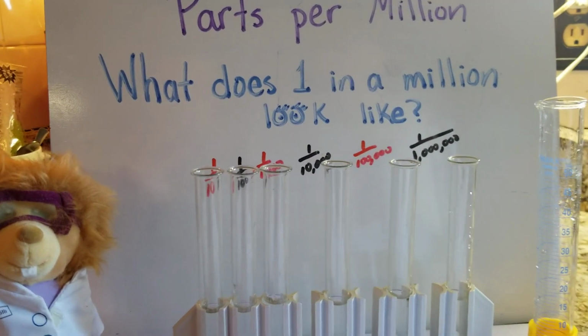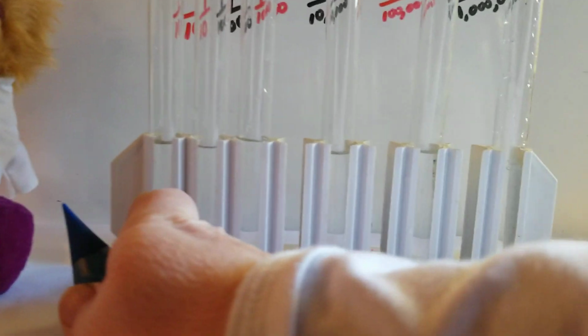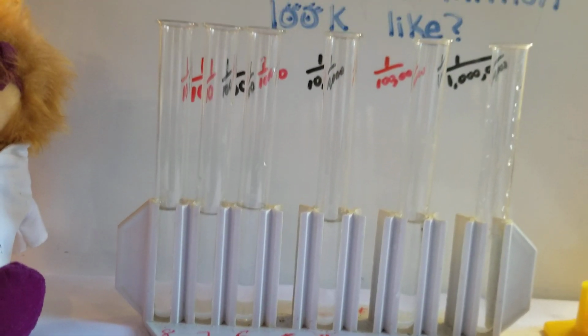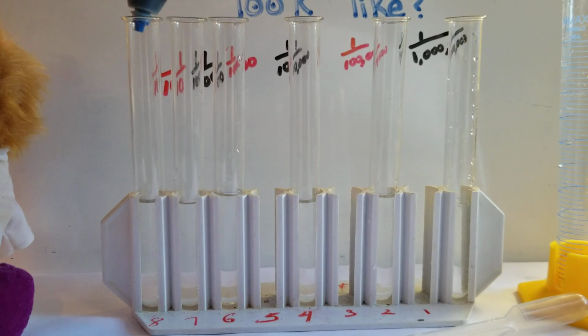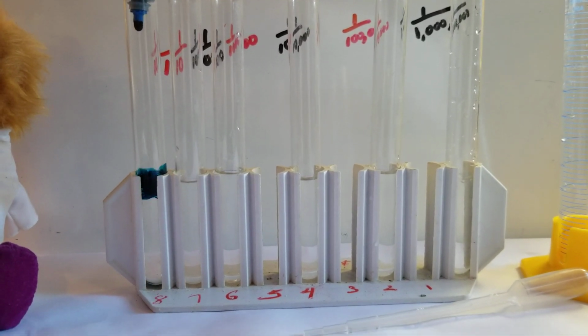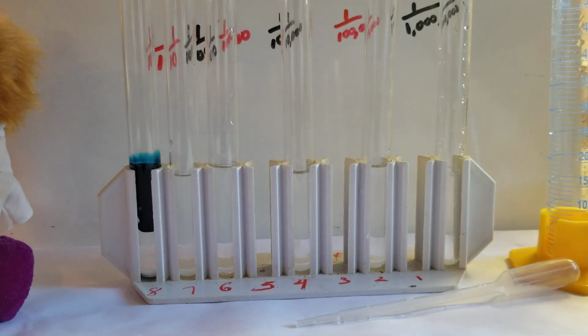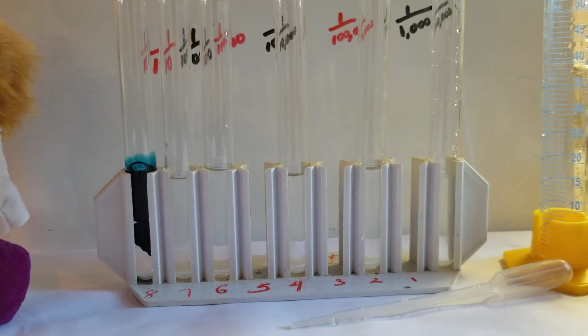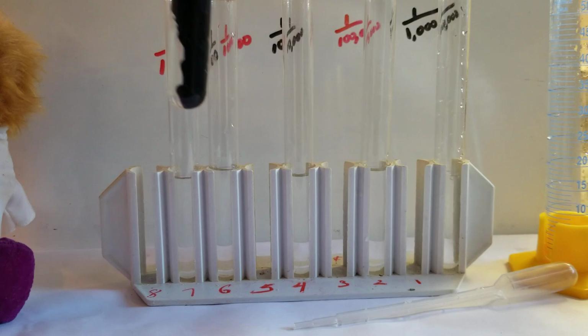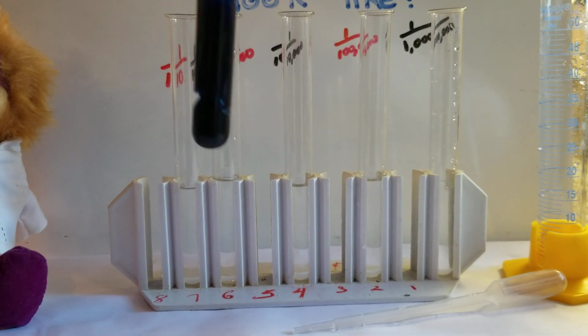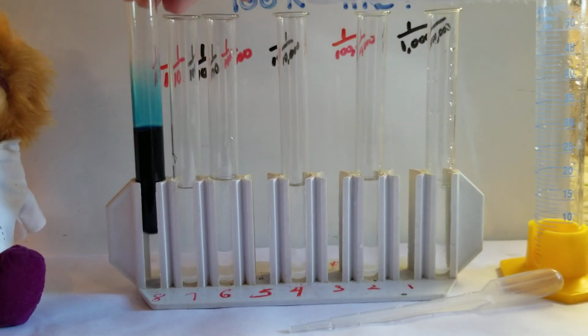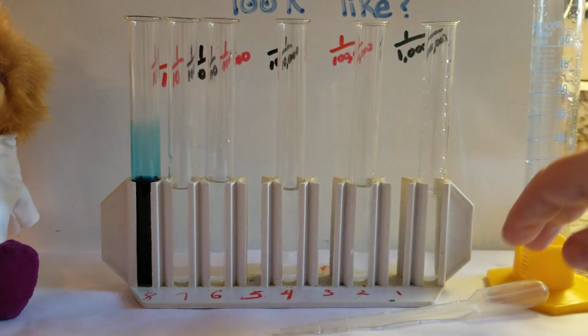So right here in our first test tube, I have 9 milliliters of water, and I'm going to add 1 milliliter of food dye. Okay, so that's about 1 milliliter of food dye. I'm going to mix it up. So 1 milliliter out of the total 10 makes 1 in 10. So that's what 1 in 10 looks like.